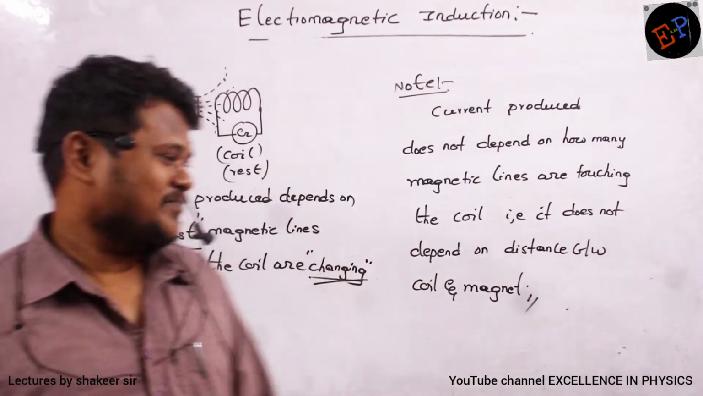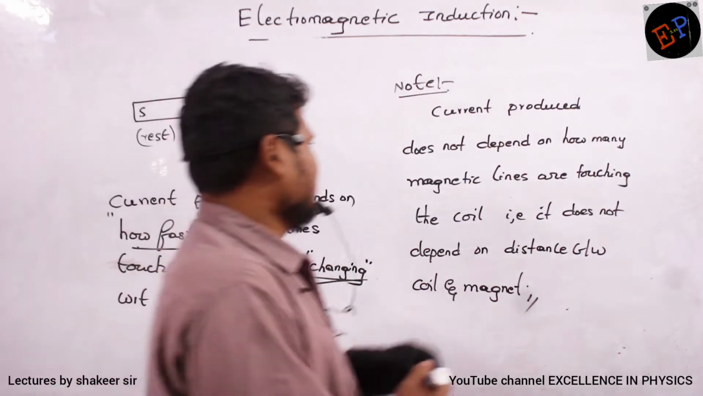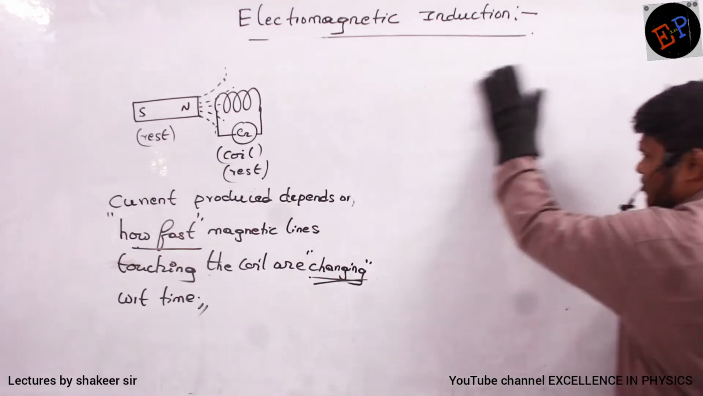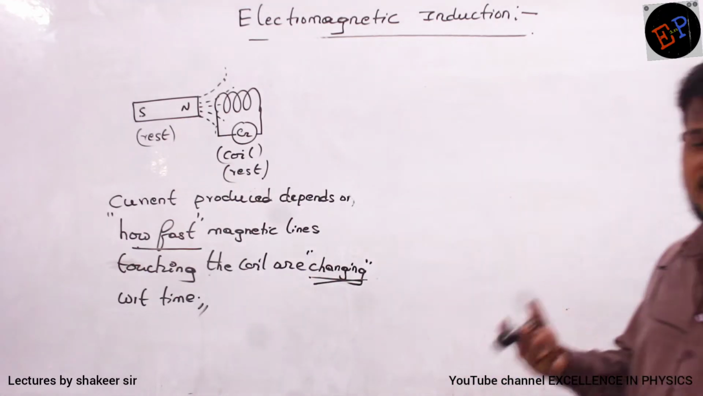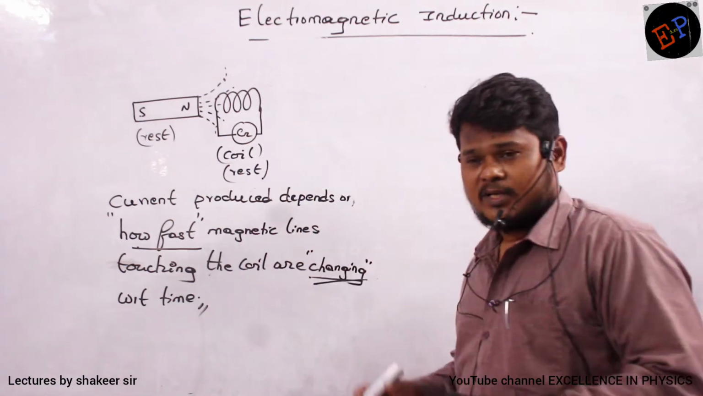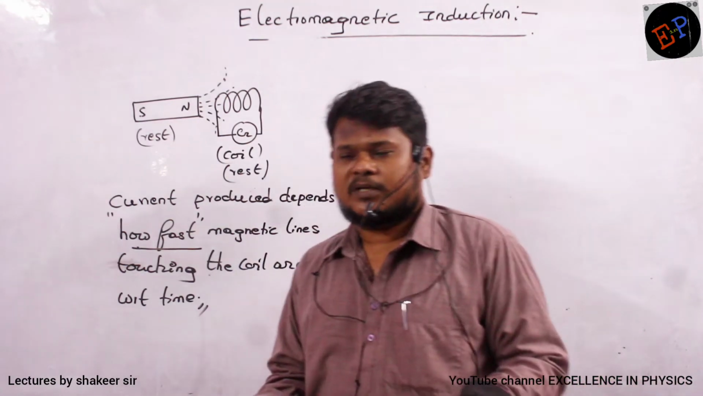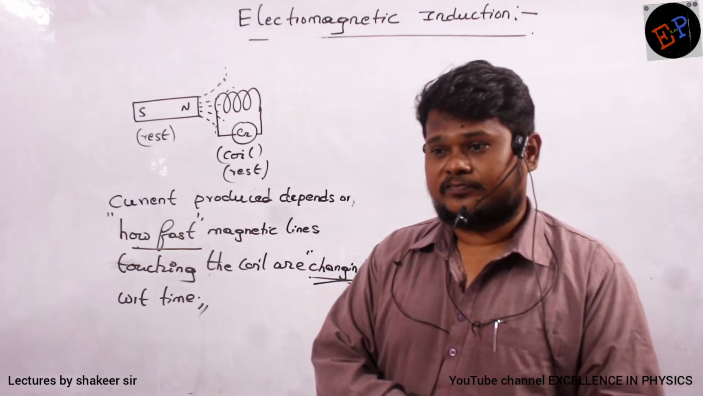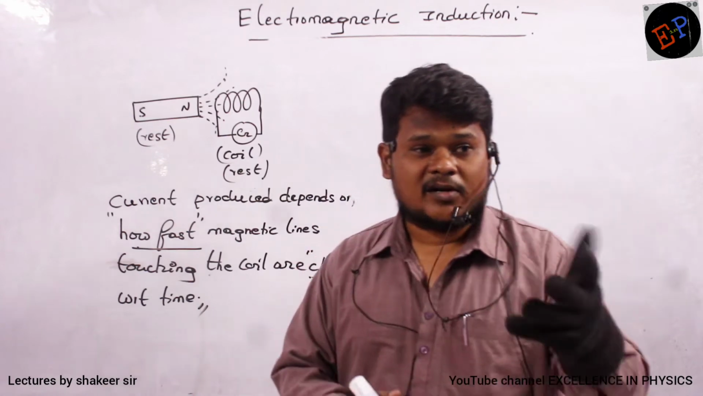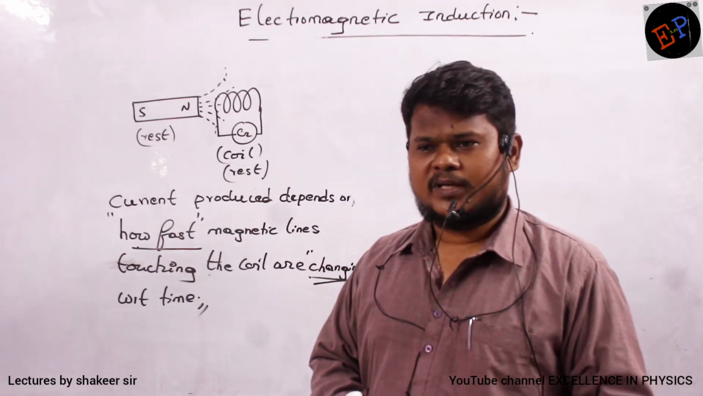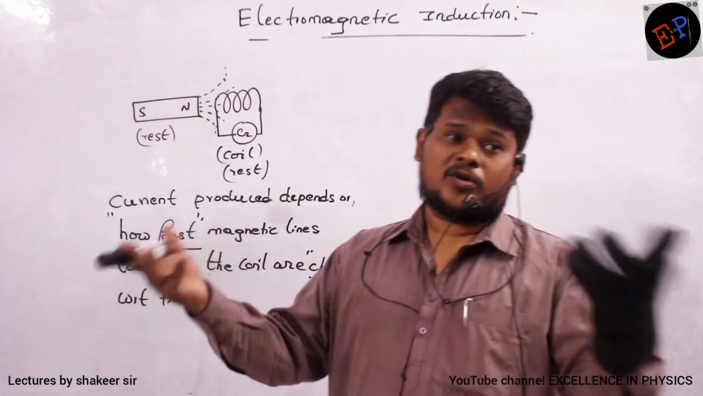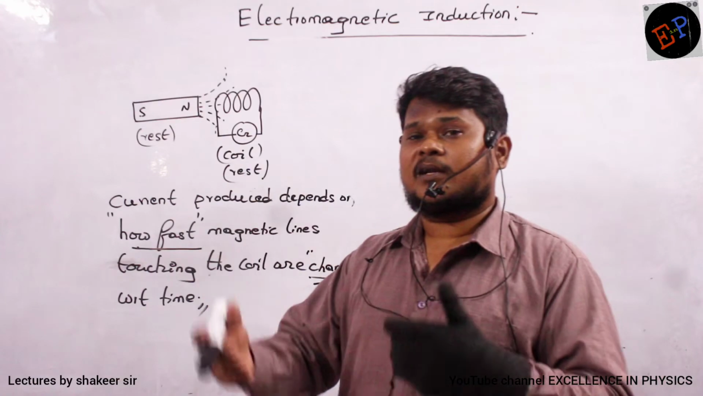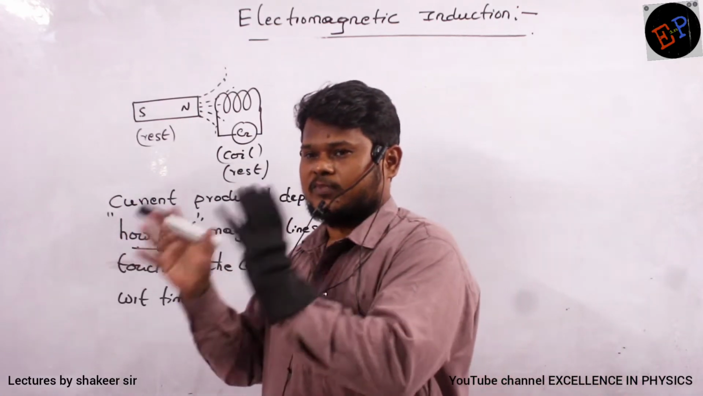Are you able to understand? So therefore, current produced depends on what? It depends on how fast the magnetic lines are changing. See, if the magnet and coil, both of them, are in rest position, then also magnetic lines are touching the coil, no? But current is not produced because the magnetic lines are not changing, they are constant. Whether fewer or more lines are touching, it doesn't depend on that. It depends only on whether the magnetic lines are changing or not.